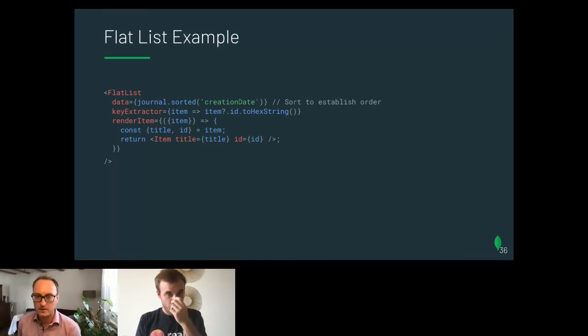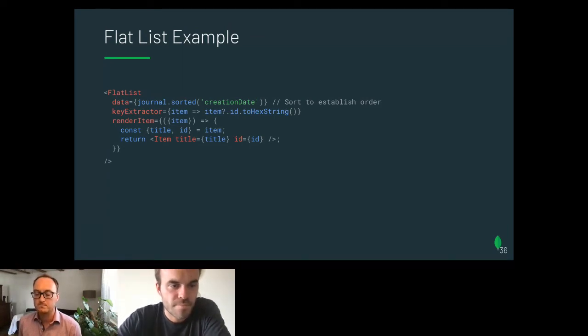I recommend sorting it because one thing about Realm collections is the order is not guaranteed. So you should sort it by some sort of timestamp to make sure that when you add new entries, they're not just showing up in some random spot in the list. It's just showing up, in this case, at the creation date. And then it's also recommended to use a key extractor, and do not set it to the index of the array. That's a bad idea.